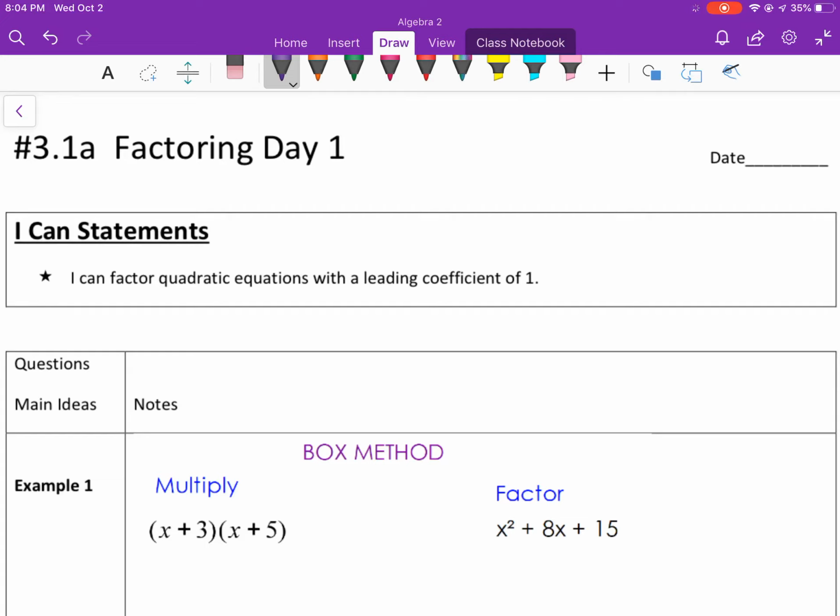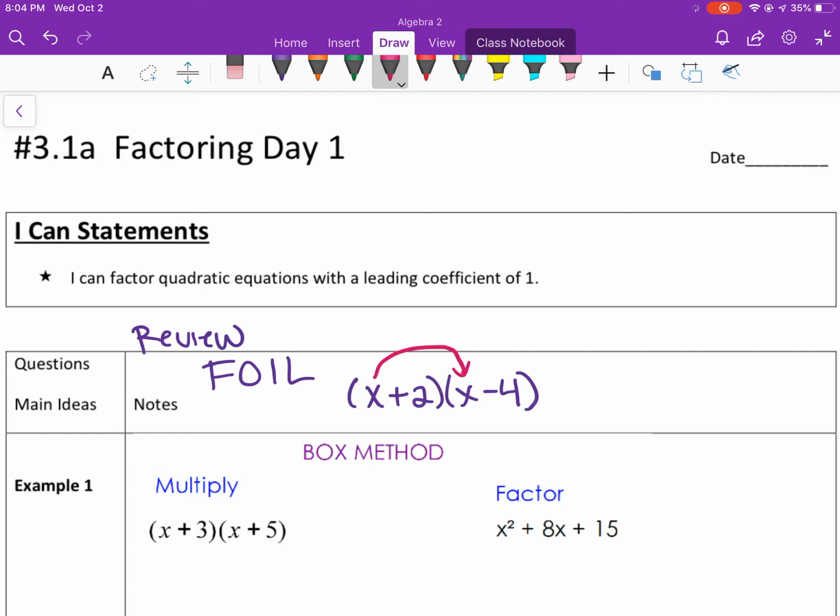But first, I just want to review. We're going to review FOIL. Do you remember the acronym FOIL? It means first, outside, inside, last. So that's like if you have the binomial x plus 2 times x minus 4. And FOIL helps us multiply this out because first means you take the first two and multiply them, and x times x is x squared.